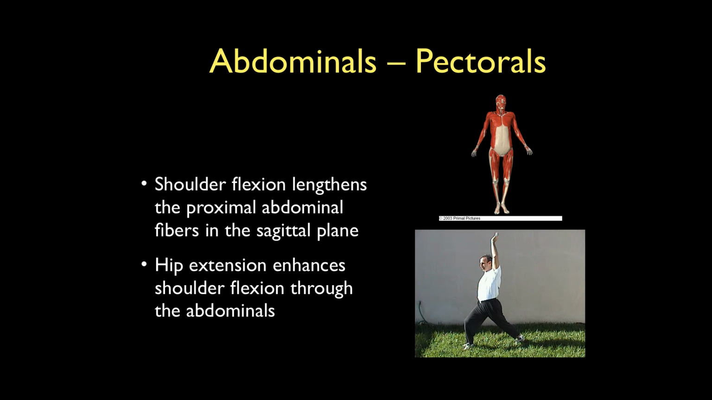Shoulder flexion lengthens the proximal abdominal fibers in the sagittal plane. So it is critical that we have good range of motion in the shoulder girdle, which is also going to impact the abdominal region. Likewise, tightness in the proximal abdominals can affect shoulder flexion. Hip extension enhances shoulder flexion through the abdominals. In other words, the same side shoulder that can go into flexion will be enhanced by the same side hip that goes into extension.